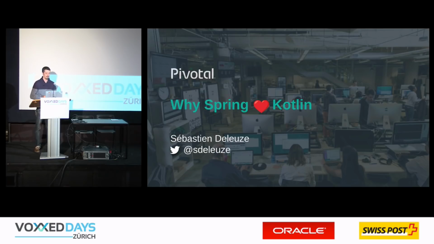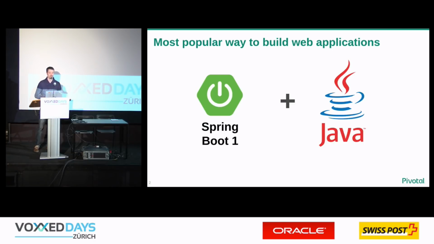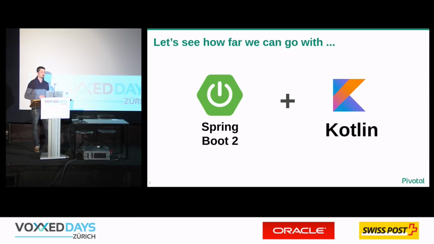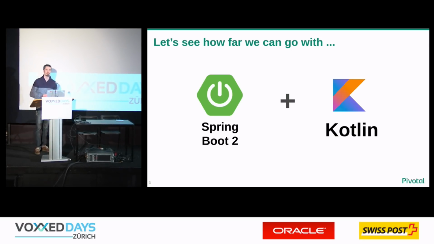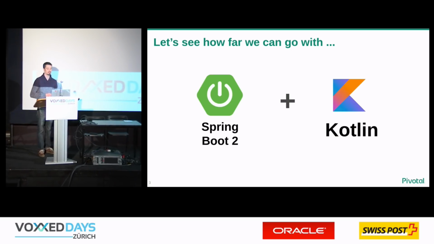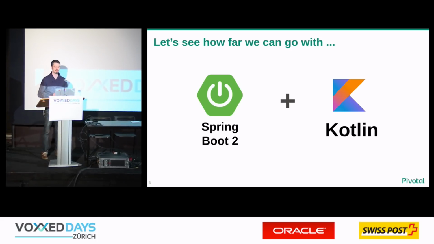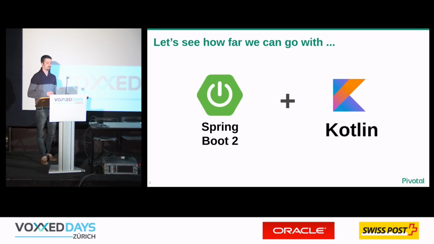And today we are going to talk about why Spring loves Kotlin and how you can build Spring applications using this language. The currently most popular way to build web applications is using Spring Boot 1 and Java. Today we are going to see how far we can go using Spring Boot 2, which has been released quite recently, and Kotlin.